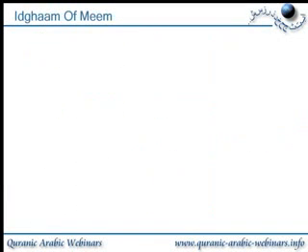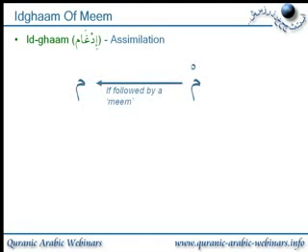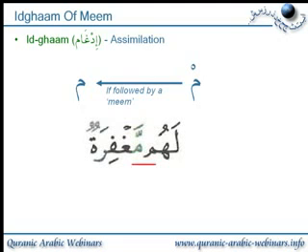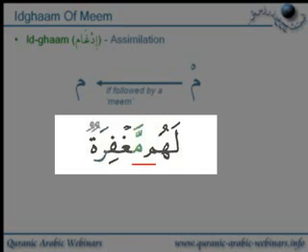So the Idghaam of Meem. Again, Idghaam means assimilation, and we have Meem Saakin followed by another Meem. Here's an example: lahum maghfira. What's happening here is we've got a Meem Saakin in lahum, and the next word starts with Meem. They're applying this Idghaam, so they're assimilating the 2 Meems together.